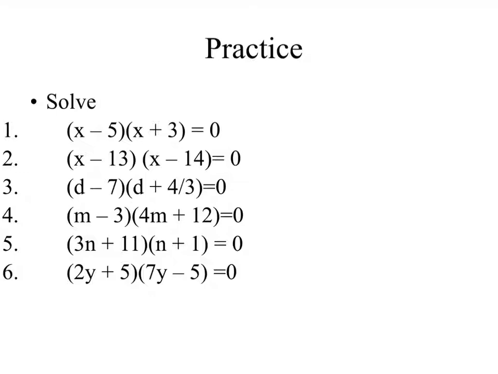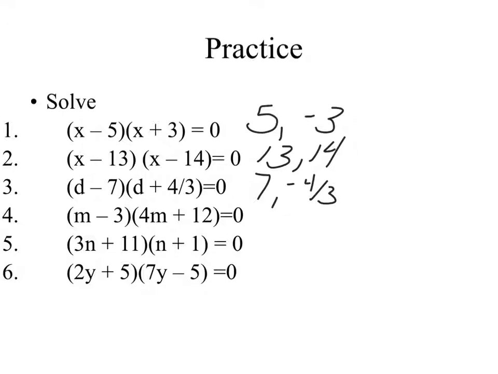So for the first one, you're going to have x equaling positive 5, and you're going to have x equaling negative 3. I'm not putting parentheses around that, so it's not an ordered pair. I'm just using the comma to separate. In the second problem, you would have gotten 13 and 14. Problem 3, don't let the fraction scare you. You get 7 and you get negative 4/3.